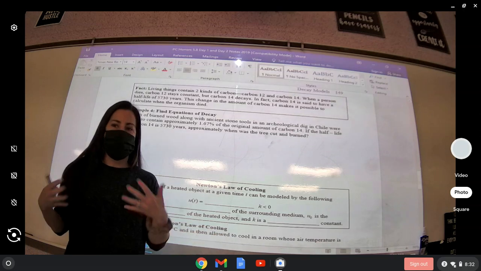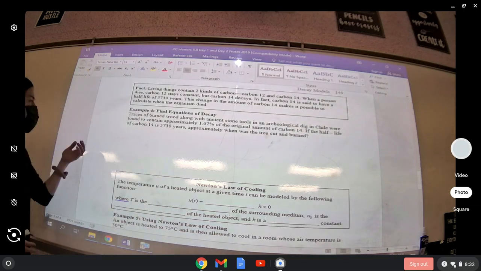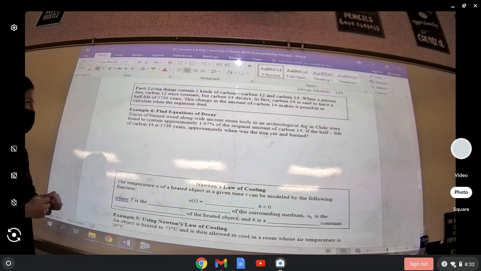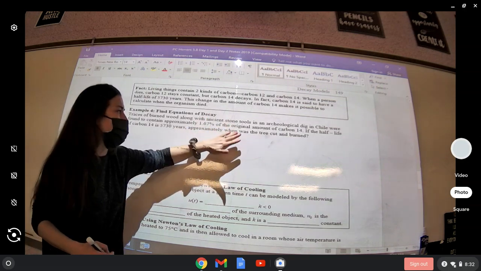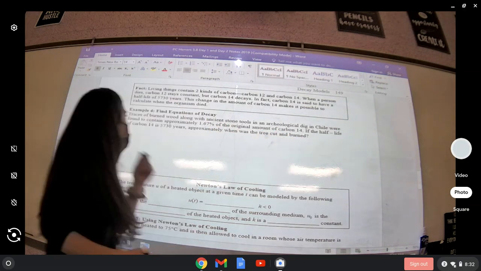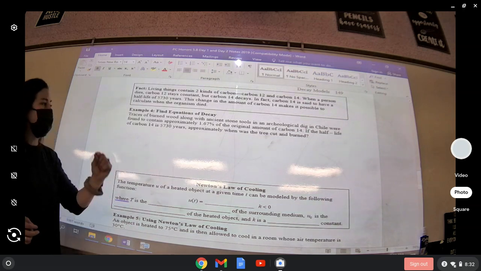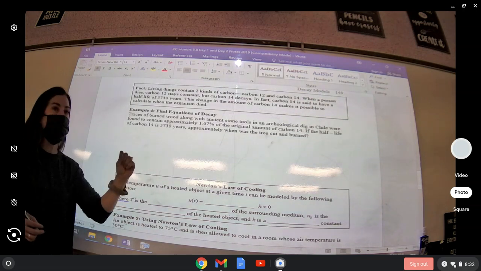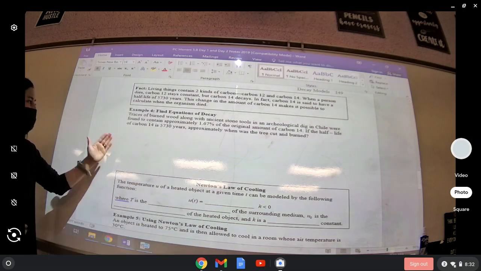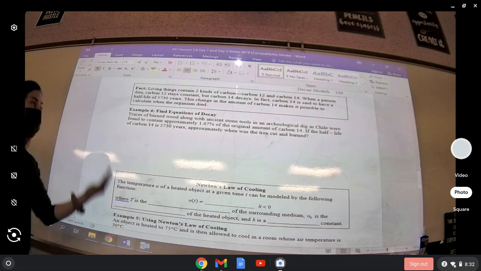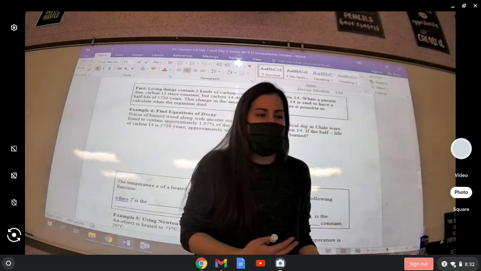Guys, I'm pretty sure this is carbon dating. So this is what they use to find the age of things that have died. So example 4 says, find equations of decay. Traces of burned wood, along with ancient stone tools in an archaeological dig in Chile, were found to contain approximately 1.67% of the original amount of carbon 14. If the half-life of carbon 14 is 5,730 years, approximately when was the tree cut and burned? So they basically want us to find the age of this tree.